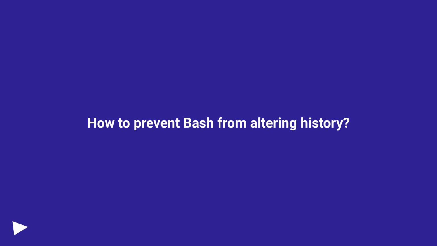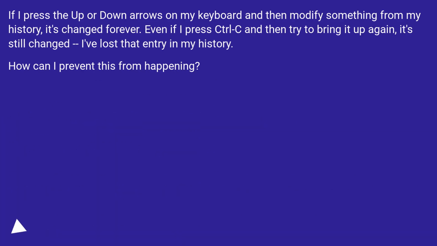How to prevent Bash from altering history. If I press the up or down arrows on my keyboard and then modify something from my history, it's changed forever. Even if I press Ctrl+C and then try to bring it up again, it's still changed. I've lost that entry in my history. How can I prevent this from happening?